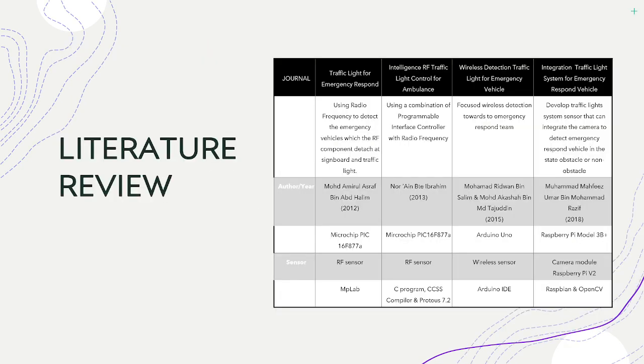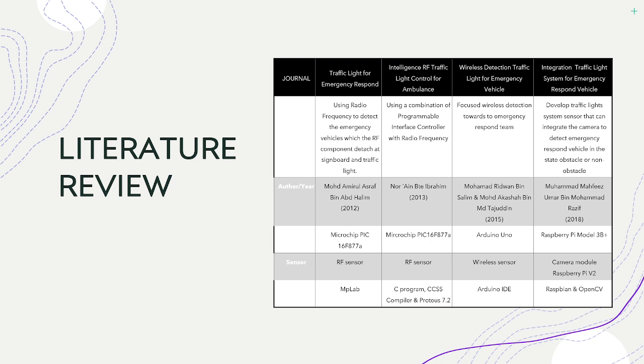Okay, for the literature review, here are some of the journals already done. The first one is traffic light for emergency response using radio frequency to detect the emergency vehicle, with the RF component detecting the signboard traffic light. This one is actually using what they call RFID, using radio frequency. The second one is intelligent radio traffic light control for ambulance, using a combination of programmable interface control with radio frequency. The two are the same, but they focus on the ambulance only.